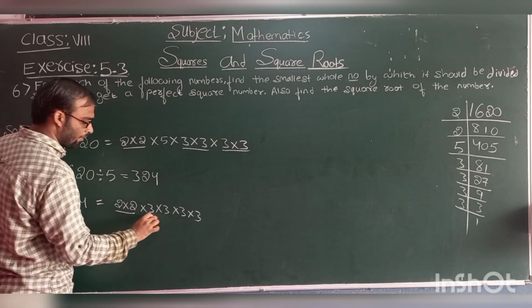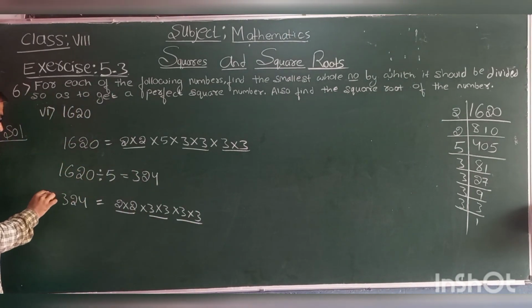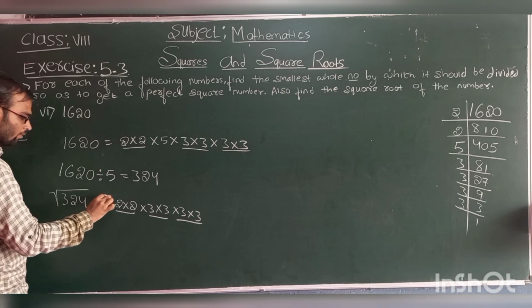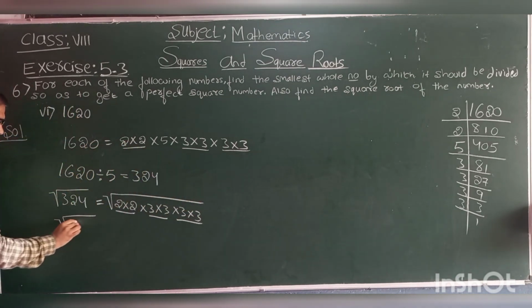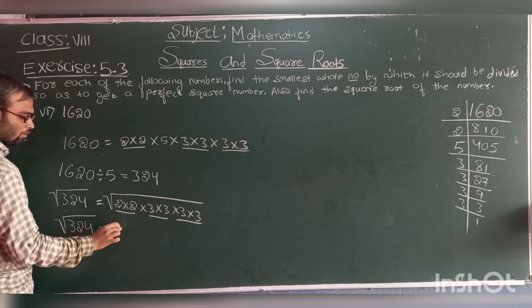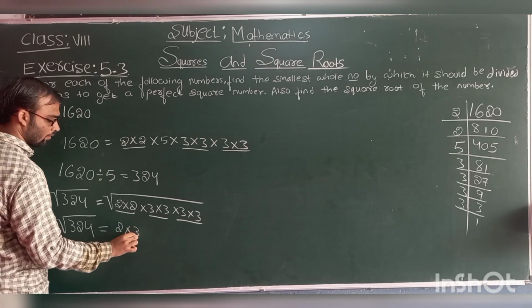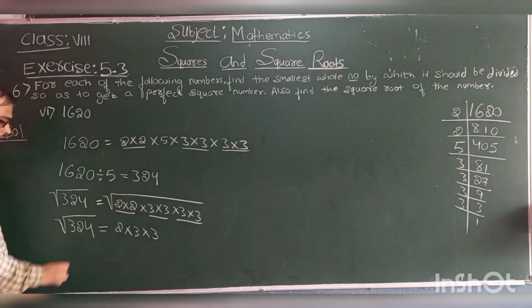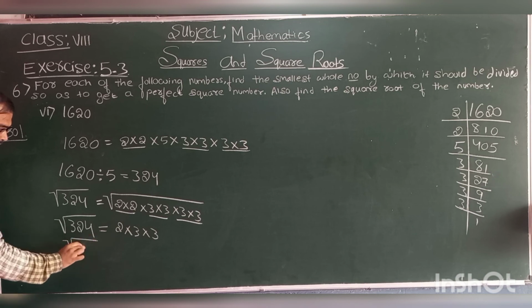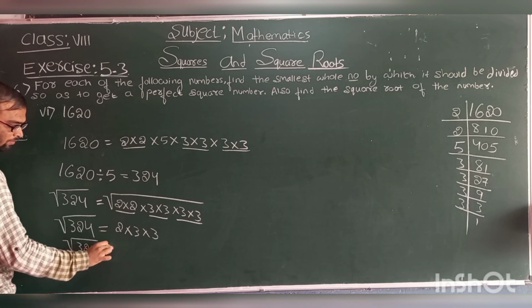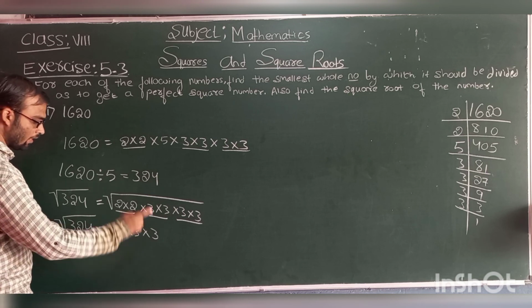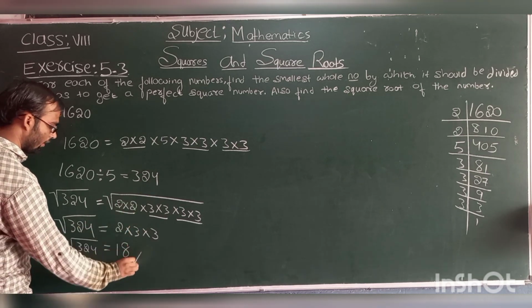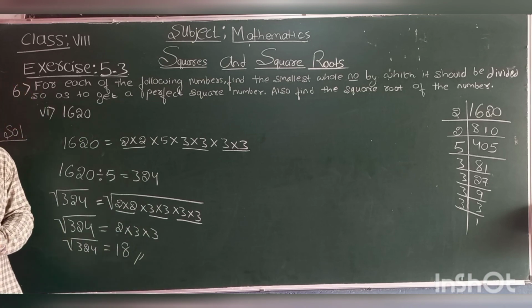Now start pairing. Now what we need to do, we need to find the square root of this number. Okay. 324. One number 3. Two threes are 6, 6 threes are 18. Okay. The square root of 324 is what? 18.